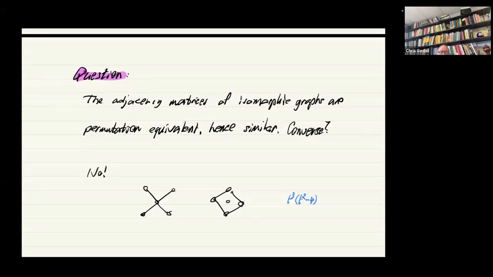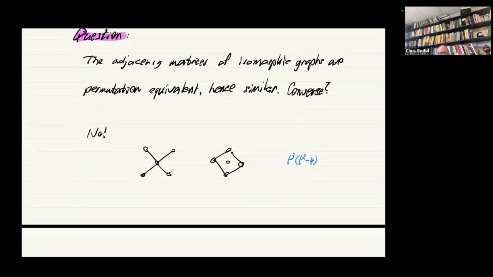Now, I didn't write this down, but since I noticed Willem was there, I should say Willem Haemers has conjectured that the proportion of graphs on n vertices that are not determined by the characteristic polynomial goes to zero as n goes to infinity, but I'll let him talk about that.